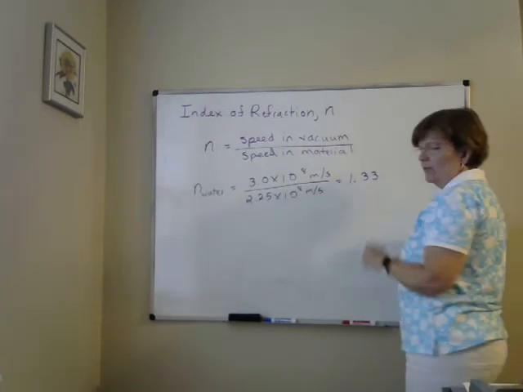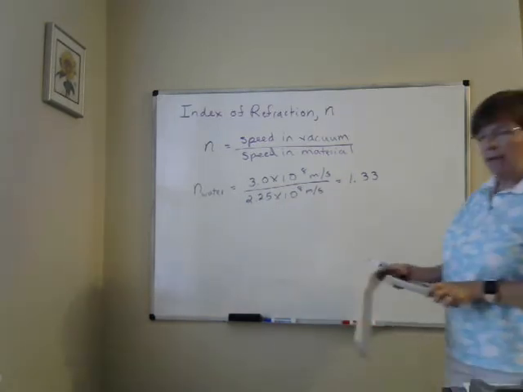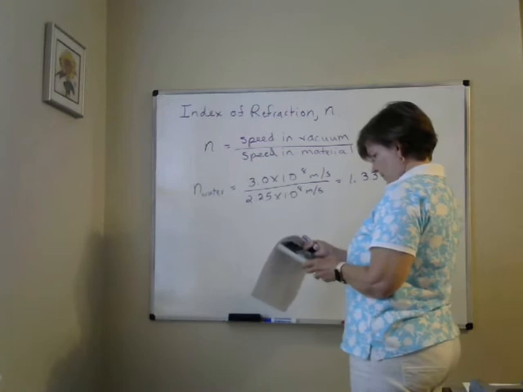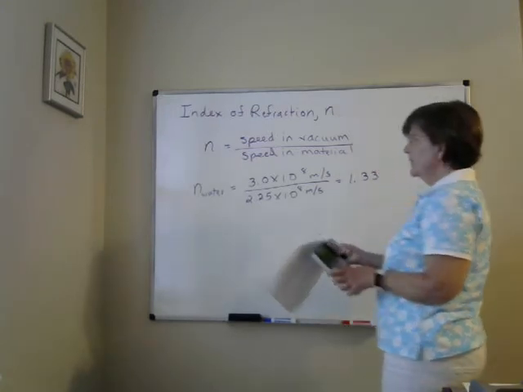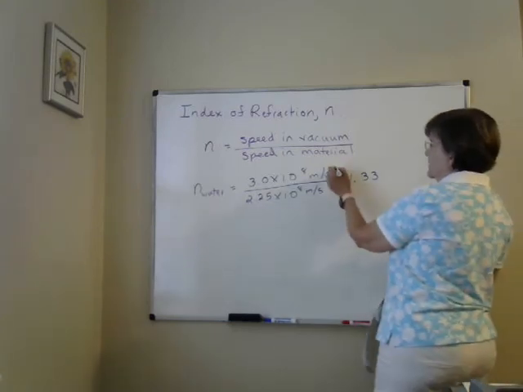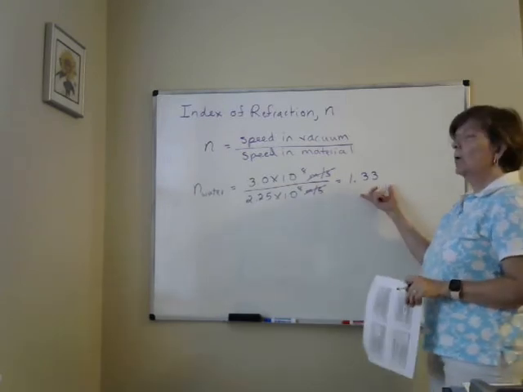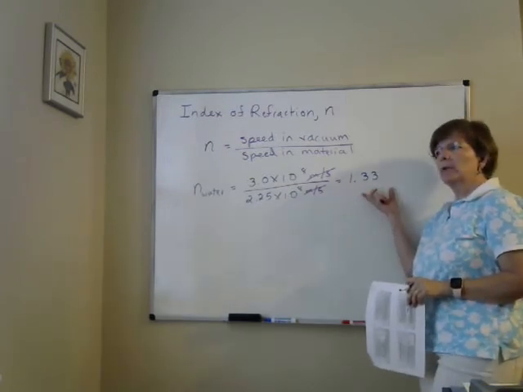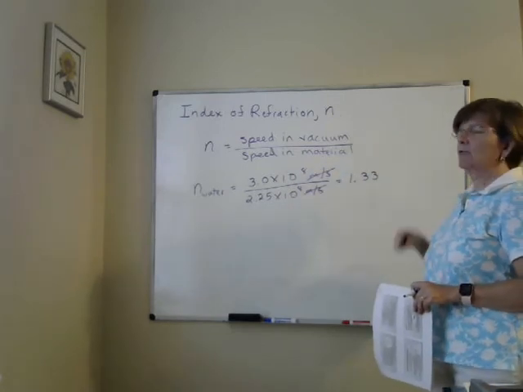I think that's right. I'm going to double check my math because I'm a big believer. 3 divided by 2.25 is 1.33. Notice it doesn't have any units because the units completely cancel out. Okay. Also notice it's bigger than 1. It's always going to be bigger than 1 because the speed of light in a vacuum is always faster.